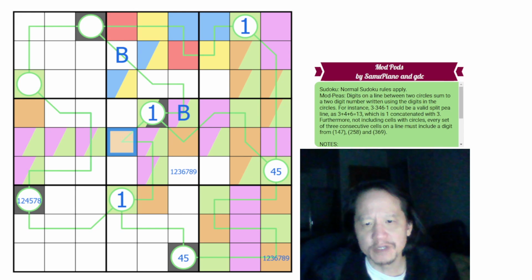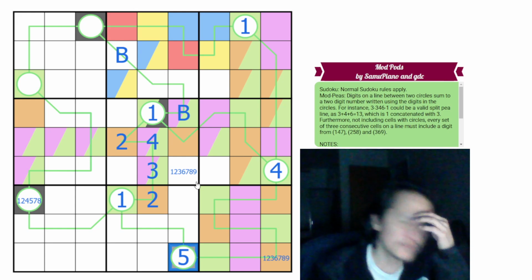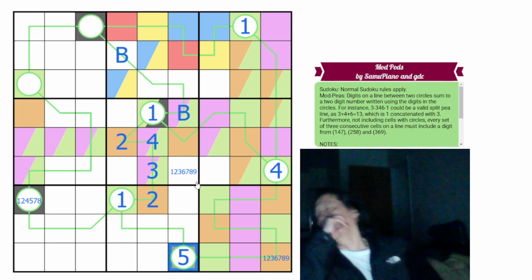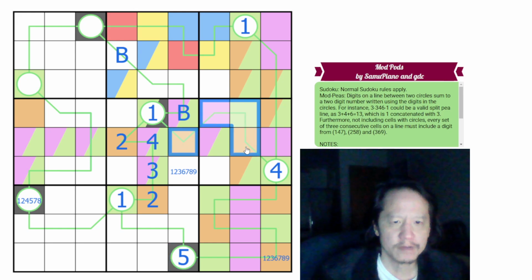So then this would be 4. So this would be 14. This would be 2. Therefore, that would be 4, 3. This would be 2. So this would be 2, 4, 3, 4, 2. This would be 15. But this would either be 41 or 14, which it can't be either. This can't be 5.